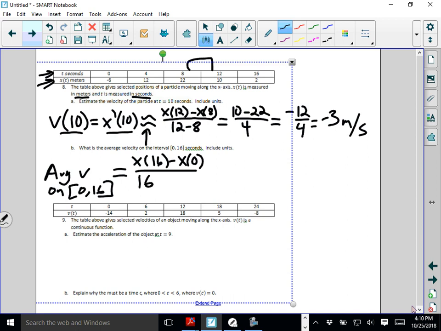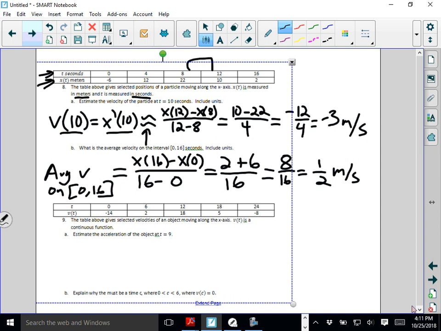Right? X of 16 is 2 minus negative 6. I'll write that as 2 plus 6 over 16, which equals 8 over 16, which equals 1/2. Again, it's talking about a velocity here, so it's still in meters per second. So our average velocity over the whole thing was equal to 0.5 meters per second. And that's not an estimation, that is our actual average velocity. Okay, let's take a look at the next table.